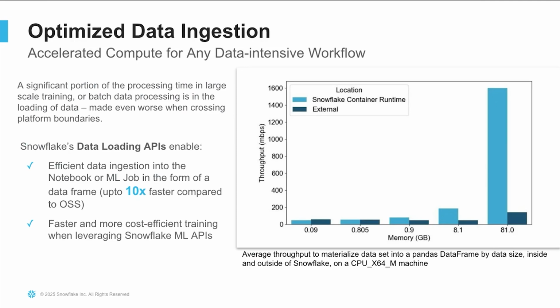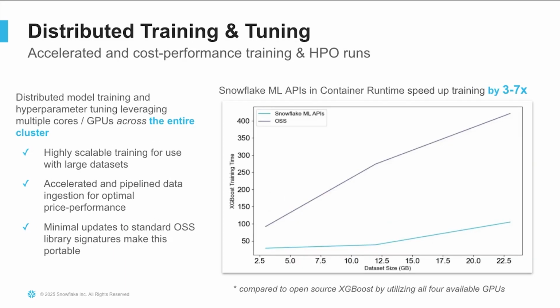So with Snowflake's data loading APIs, we've seen benchmarks where users see up to 10 times faster data loading as compared to open source frameworks. And as you grow the data set sizes, you can see more scaling proportional to the size of the data. Now that the data has been ingested, let's look at the training area for a little bit.